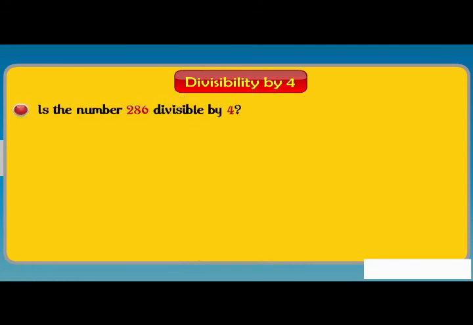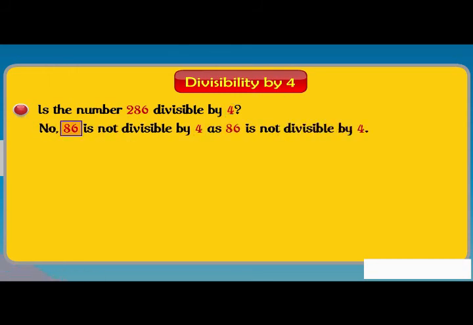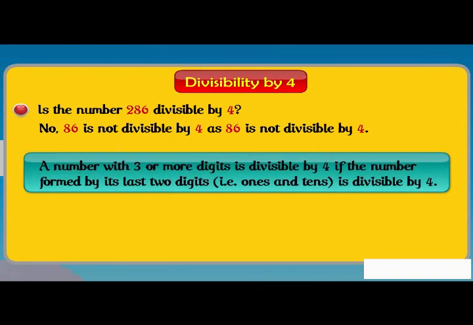Is the number 286 divisible by 4? No, 86. The last two digits are not divisible by 4. So, we see that a number with 3 or more digits is divisible by 4 if the number formed by its last two digits, that is, ones and tens, is divisible by 4.